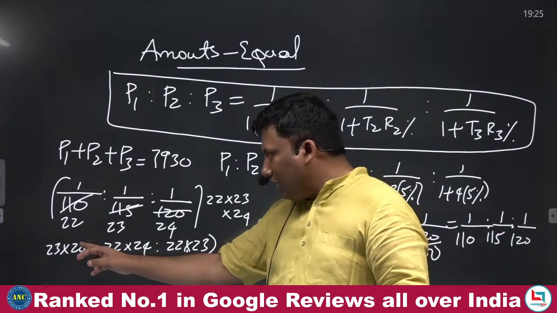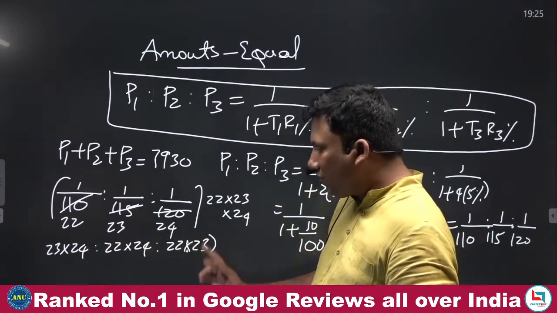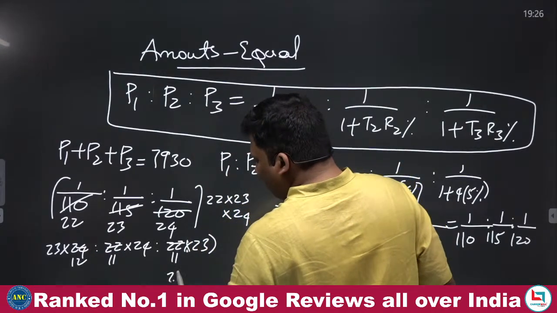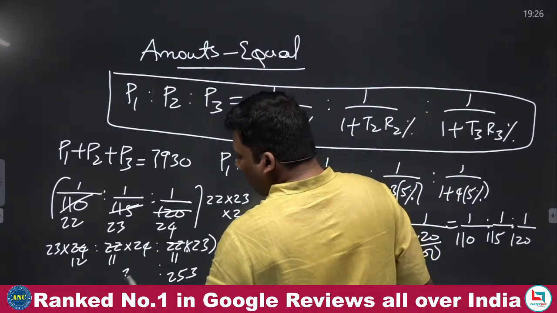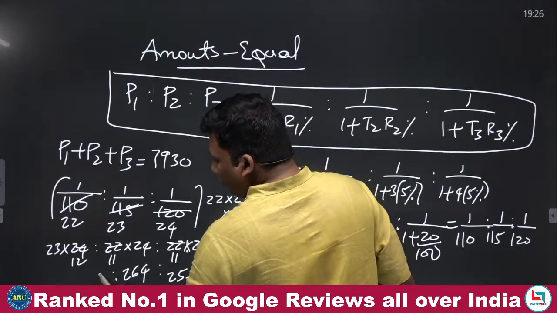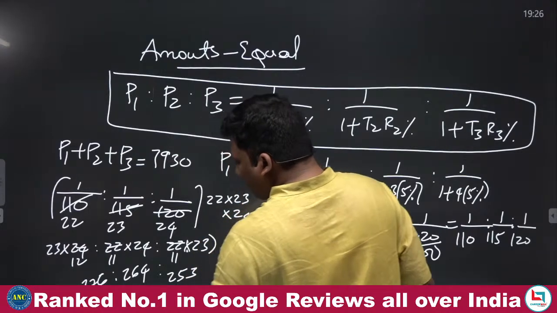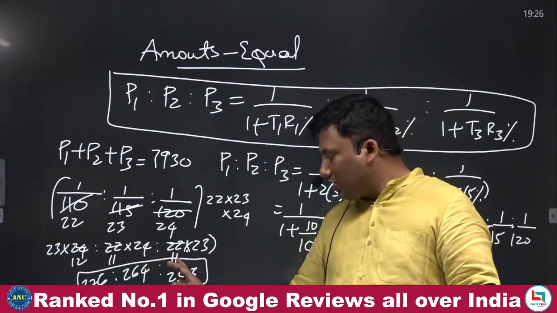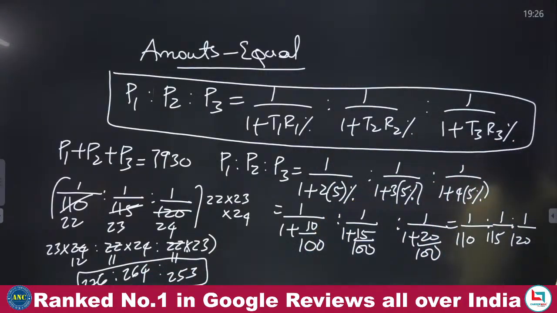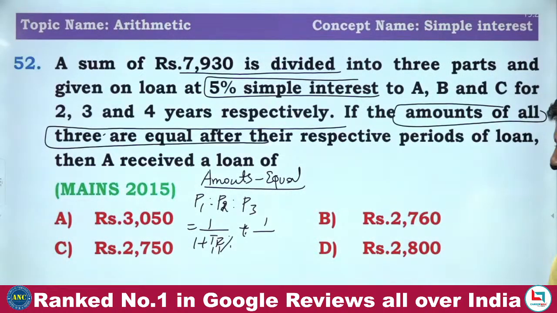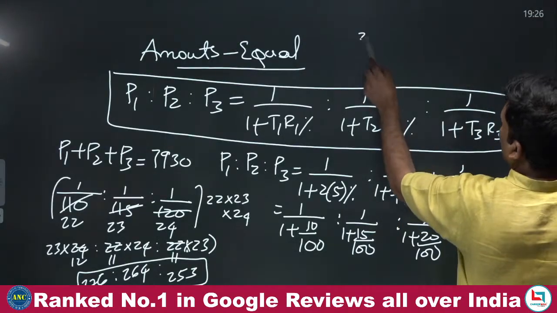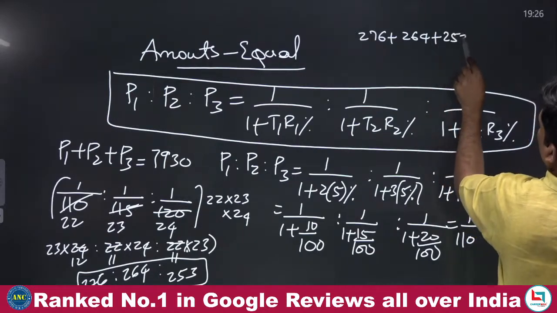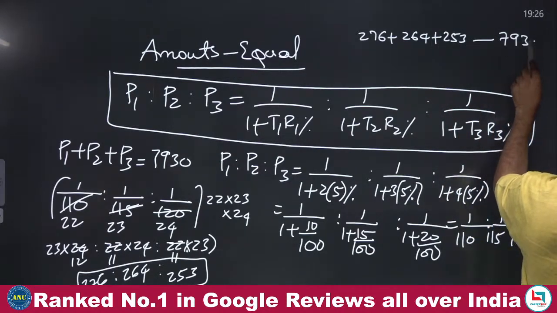So 23 into 24, 22 into 24, 22 into 23. 2 12s are, 2 11s are, 2 11s are. These are 253, 264, and 276. So 276 is to 264 is to 253. What is the question that he is asking? A received a loan of, what we'll do is add 276 plus 264 plus 253. It is giving you 7930.